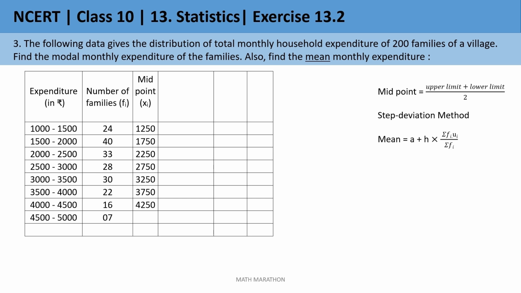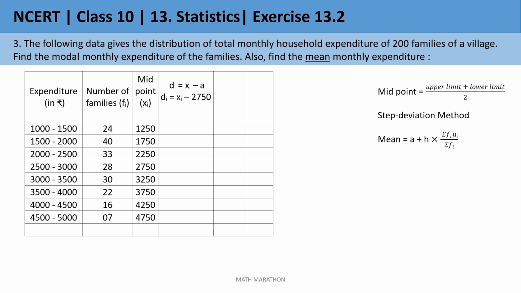4500 plus 4000 is 8500. 8500 divided by 2 is 4250. 5000 plus 4500 is 9500. 9500 divided by 2 is 4750. Let us choose A.